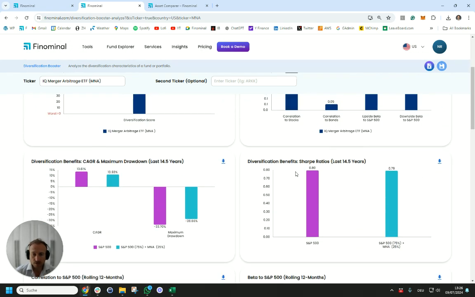Now, we can actually quite easily simulate what would have been the diversification benefits. And so here we have a portfolio just comprised of the S&P 500. And over the last 14.5 years, this would have generated a Sharpe of 0.8. Quite attractive, but we've been largely in a bull market. Now, if you would have allocated 25% to MNA, your Sharpe ratio actually would have slightly decreased. Stated differently, there were no diversification benefits.